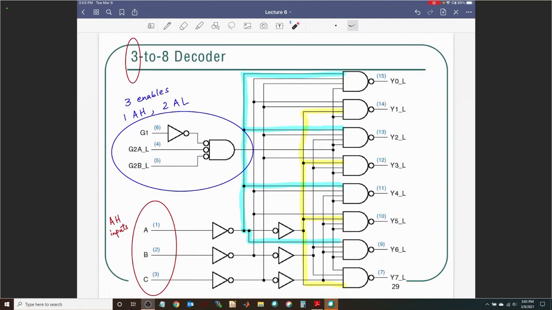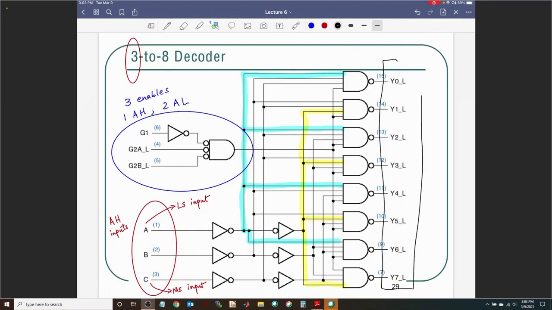All right, I hope that was helpful. We talked about the significance now. A is your least significant input and C is your most significant input. Next, all your outputs are active low. Let me box them up here and call this 8 active low outputs.